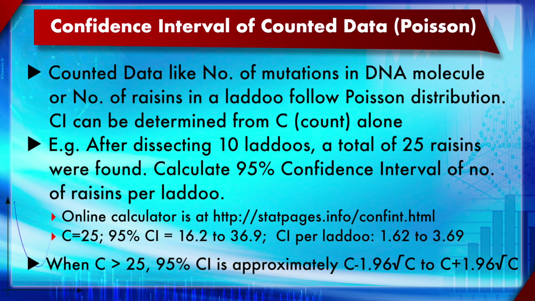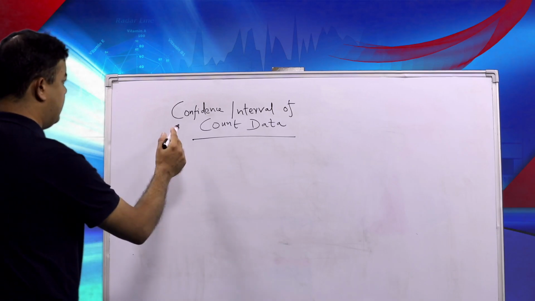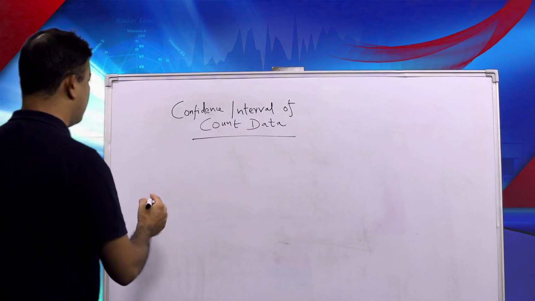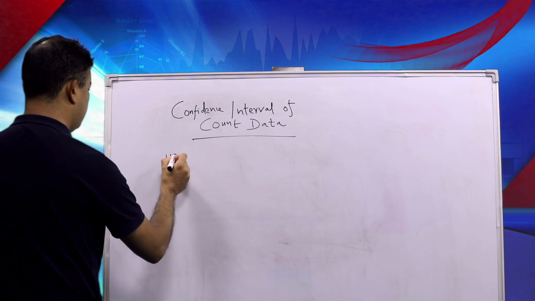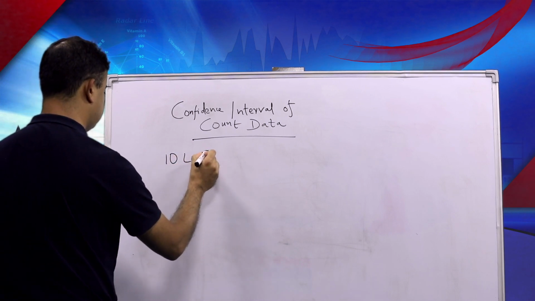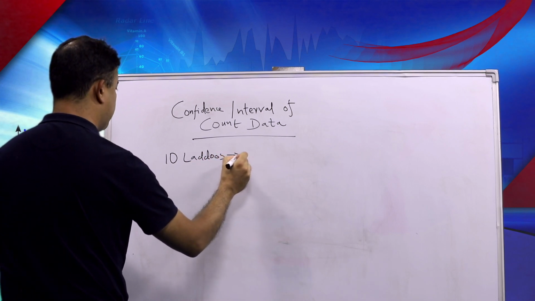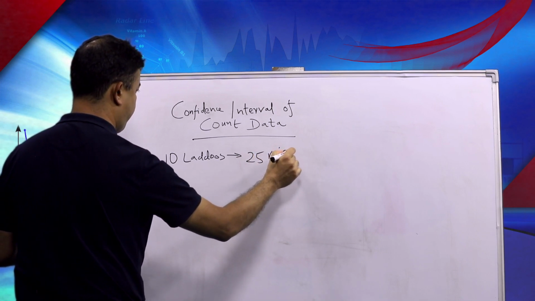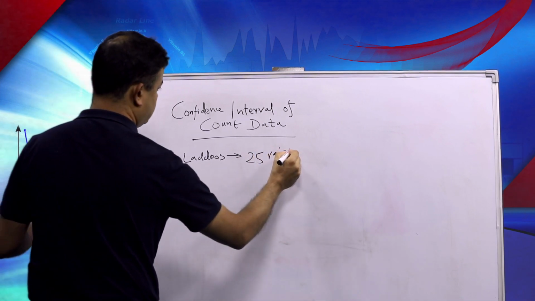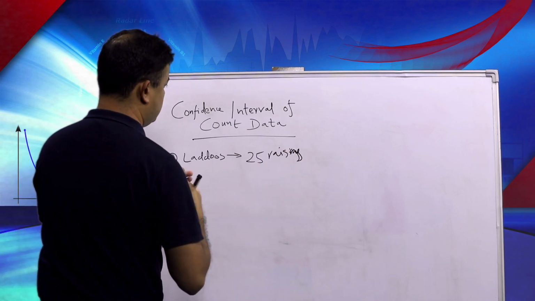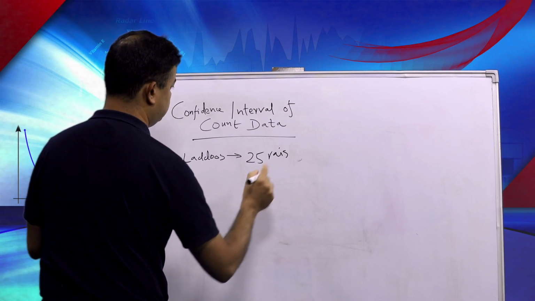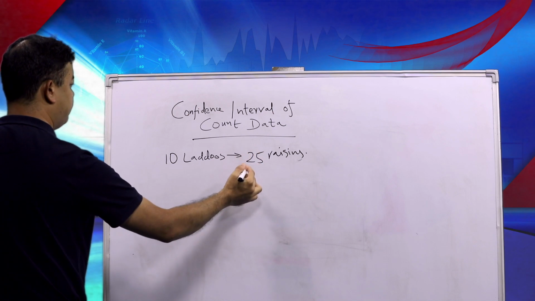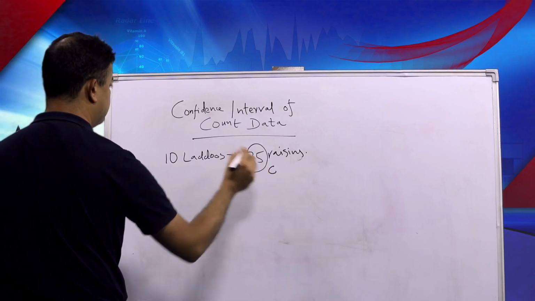Let us do that on the board. So, let us calculate the confidence interval of the count data, that is our Laddu example. What we know already is that we have 10 Laddus, and from 10 Laddus after dissecting we got 25 raisins. Alright, so we have 25 raisins. So, this is our C, that is nothing but count.